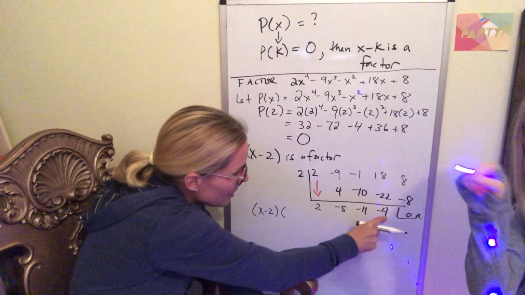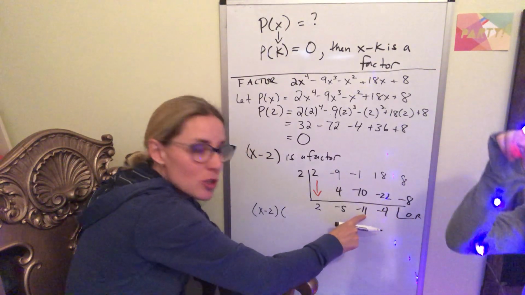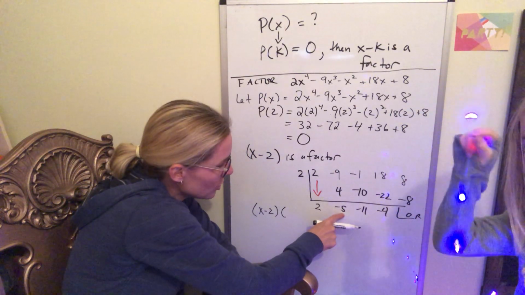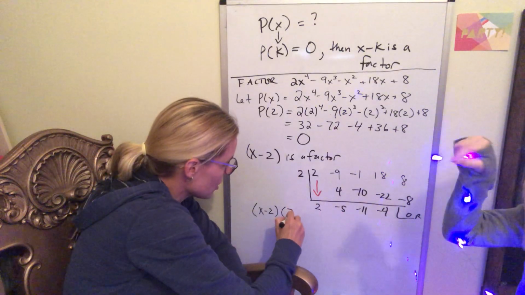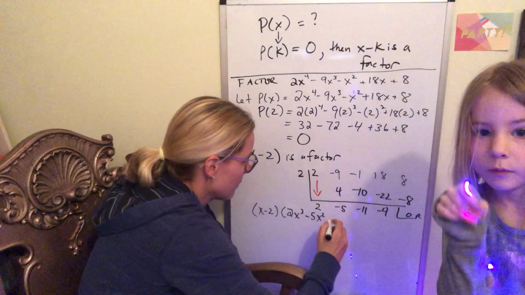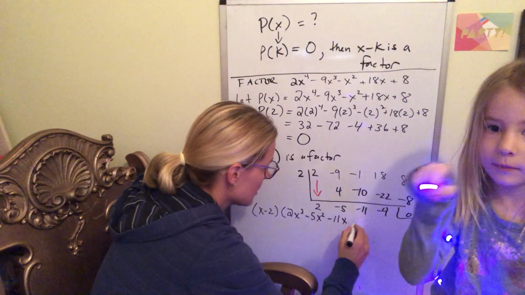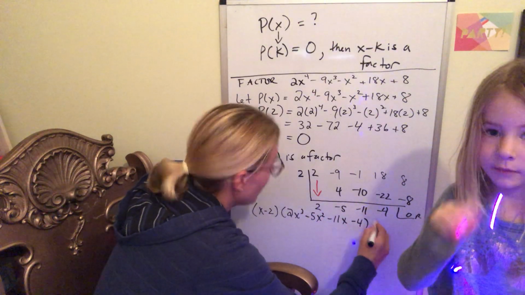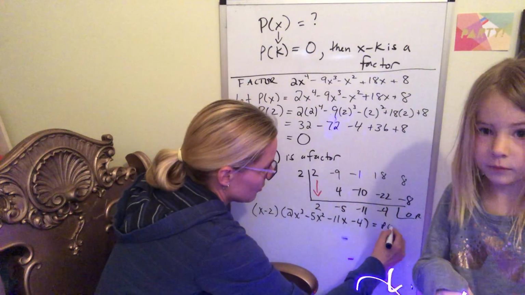And then these, remember, this is a constant. This one's going to be degree 1. This one's going to be degree 2. This one's going to be degree 3. So this is 2x cubed minus 5x squared minus 11x minus 4. That is going to equal what we've called p of x for now.